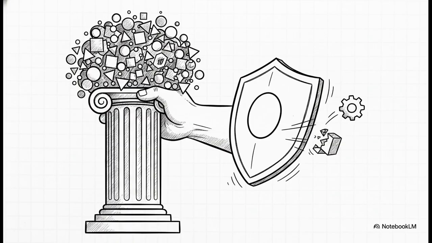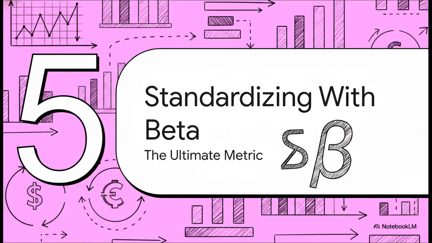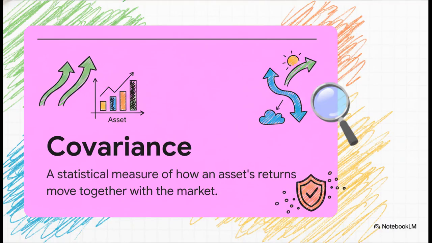The market simply will not pay you a premium for taking on silly firm-specific risks that you could have easily avoided just by diversifying. Finally, Section 5, Standardizing Risk with Beta, the ultimate metric. So the big question is, how do we take this non-diversifiable market risk and turn it into a single standardized number we can actually use?